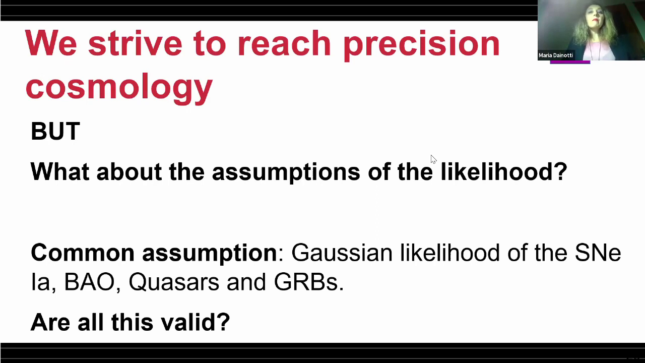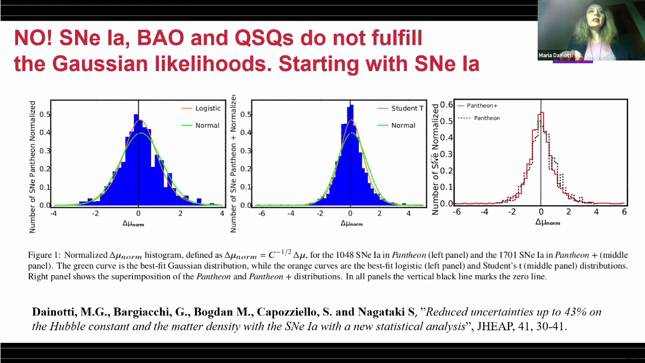So the common assumption is the Gaussian likelihood of the supernovae, of BAO, quasars, and GRBs. But the question that we would like to ask is: are all these valid? And actually, the answer is no. So the supernovae, BAO, and quasars actually do not fulfill the Gaussian likelihood, but only GRBs do. And I will tell you possibly why it is so.